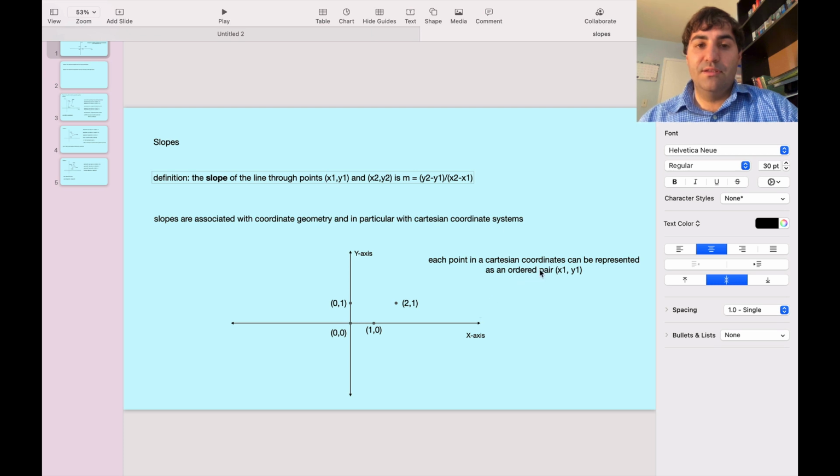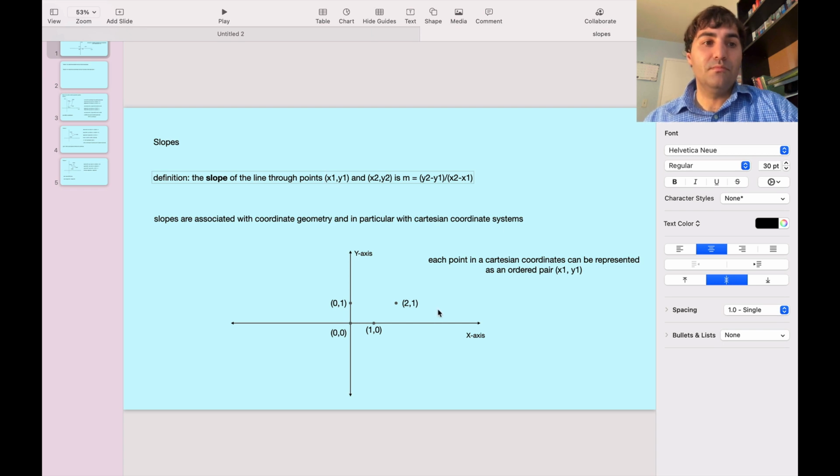The important thing to know is that in a Cartesian coordinate system, each point can be represented as an ordered pair, (x1, y1). So what is an ordered pair? Well, point (0, 1) is different than point (1, 0), right? Because the ordering matters. This is point x equals 1, y equals 0, and this is point x equals 0, y equals 1. So just try to remember the Cartesian coordinate system is made up of all these different points where you have an x-coordinate and a y-coordinate, and the order in which it's placed is going to make a difference.